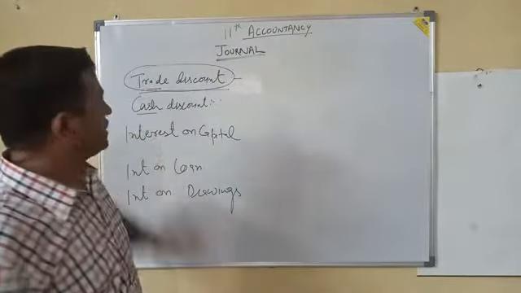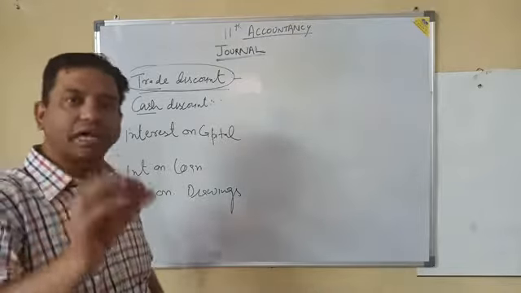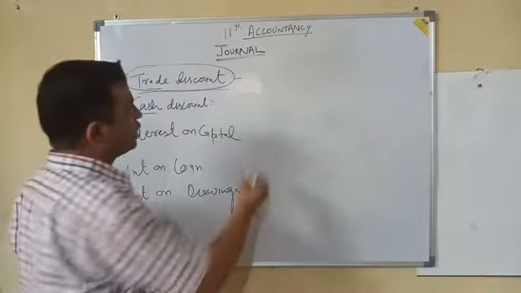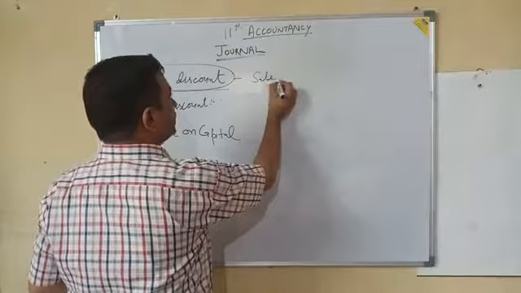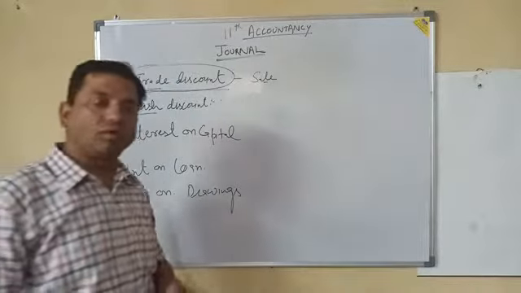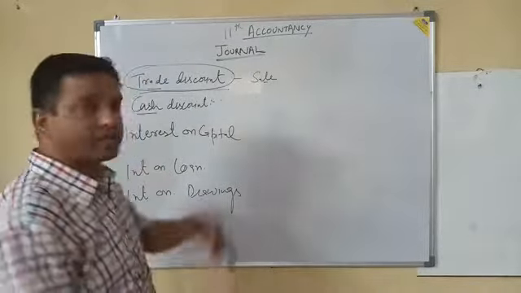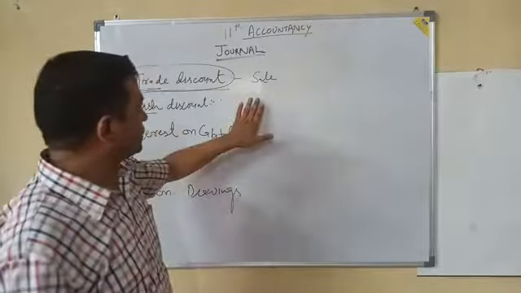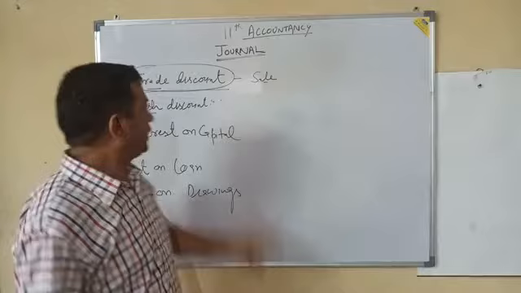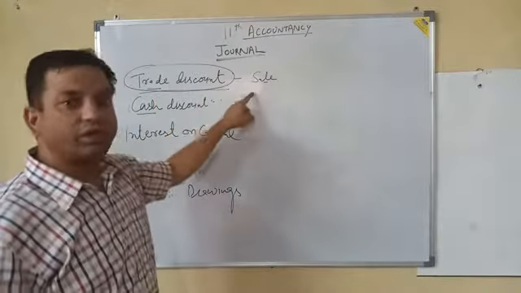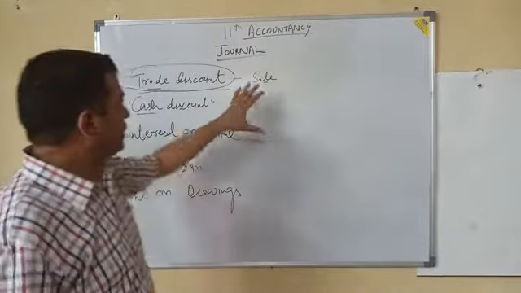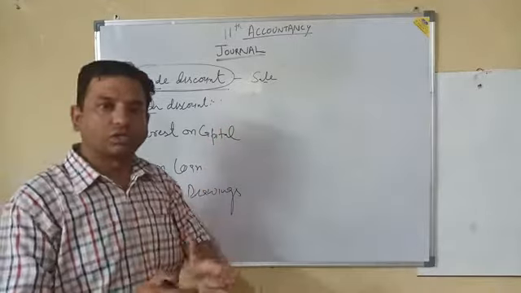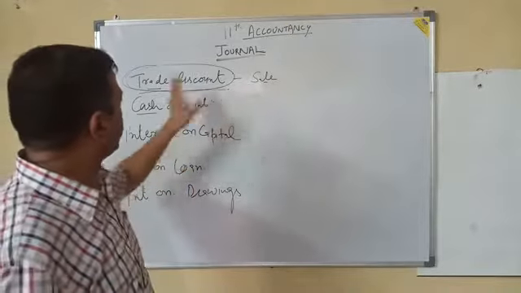Trade discount is that discount which is given by the seller to the buyer in order to increase the sale. This type of discount will be allowed only if the buyer is ready to buy a good quantity of the product. If he is going to purchase the goods in bulk, then in order to increase the sale, the seller may leave some part of the cost to the buyer, and that is called trade discount.